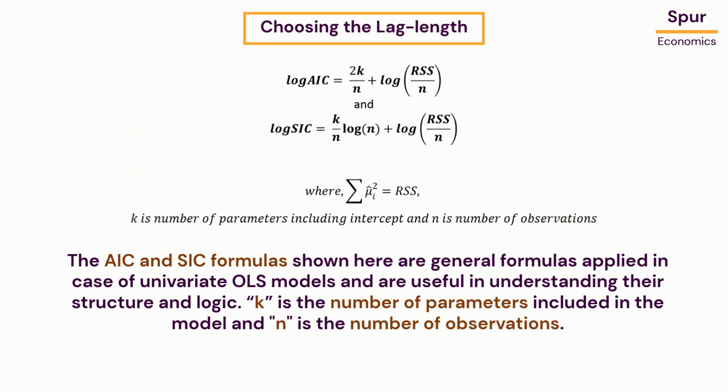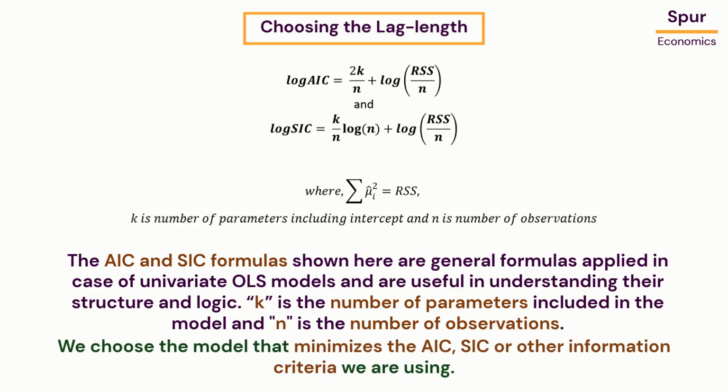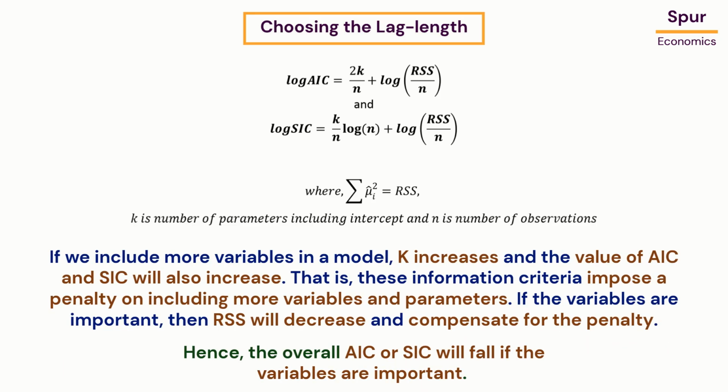The AIC and SIC formulas shown here are general formulas applied in case of univariate OLS models and are useful in understanding their structure and logic. K is the number of parameters included in the model and N is the number of observations. We choose the model that minimizes the AIC, SIC, or other information criteria we are using. If we include more variables in a model, K increases and the value of AIC and SIC will also increase.